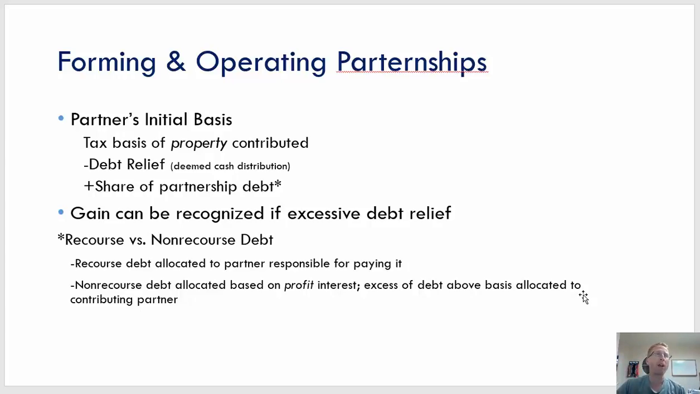So the thing to point out here then is, well, how does debt get allocated? That's kind of a key concept because you can see it drives a lot. Well, we break it into two categories, recourse and non-recourse. Recourse is simply the debt that a partner, one of the owners, could be personally responsible for, as opposed to a non-recourse debt where no one partner is responsible.